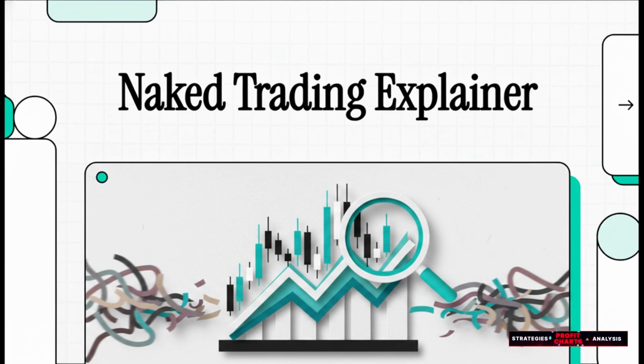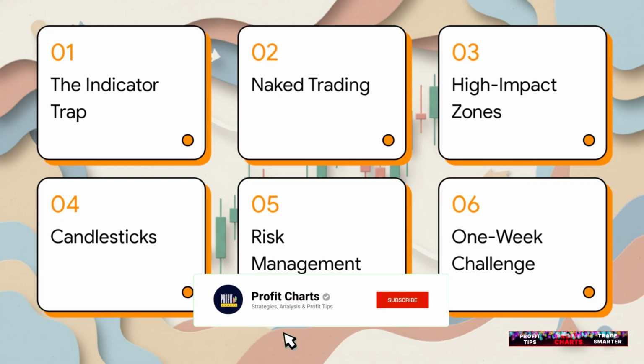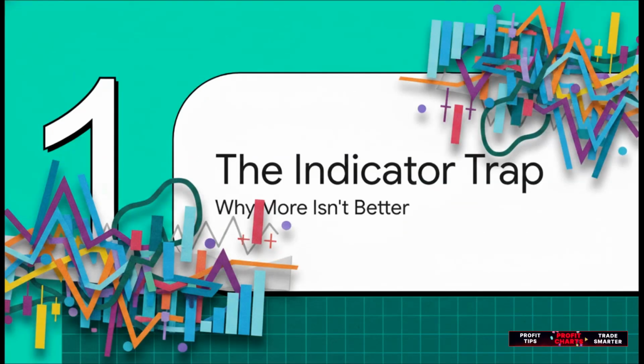engage with the markets. So, here is our roadmap for today. We'll start by tackling the indicator trap, then move into the essentials of naked trading, figure out how to spot high-impact zones, and nail down our candlestick triggers. After that, we'll cover the ultimate shield, risk management, before I hit you with a one-week challenge designed to really test your discipline. Okay, Section 1.